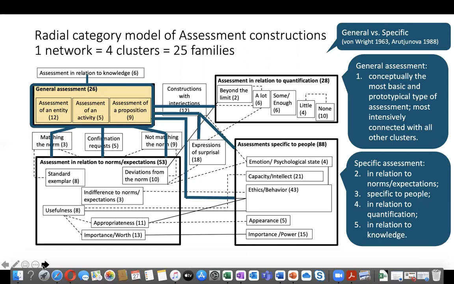We distinguish between assessment in relation to norms, expectations, assessment specific to people. These are 2 most prominent clusters in terms of type frequency, and assessment in relation to quantification. Assessment related to knowledge is a distinct type encoded by a family of 6 constructions that does not belong to any of the 4 large clusters, and we represent it as a separate structural unit.